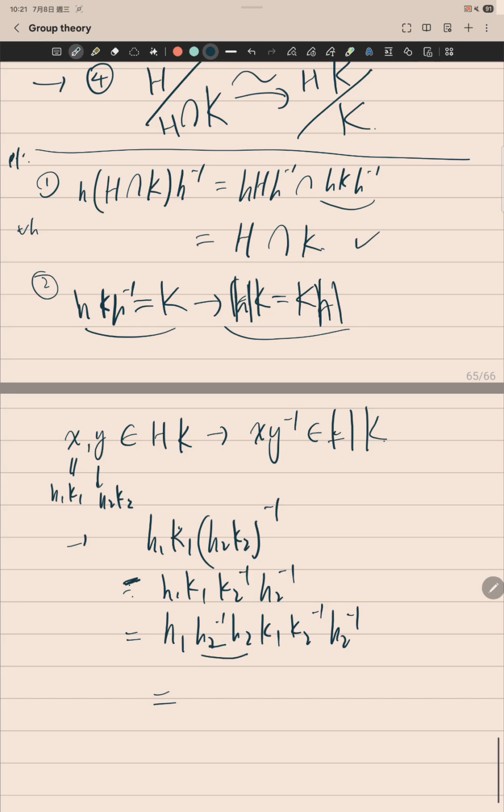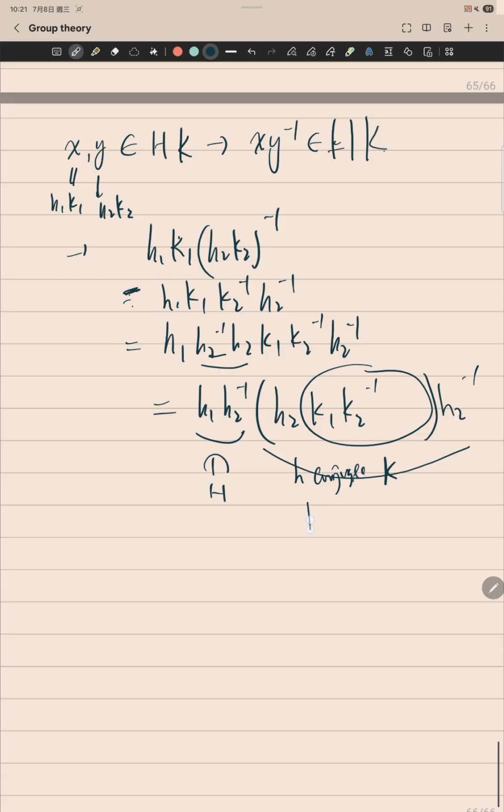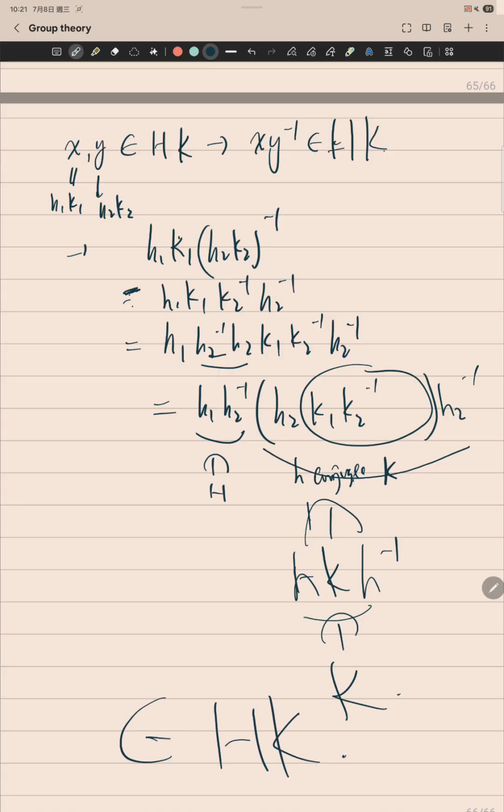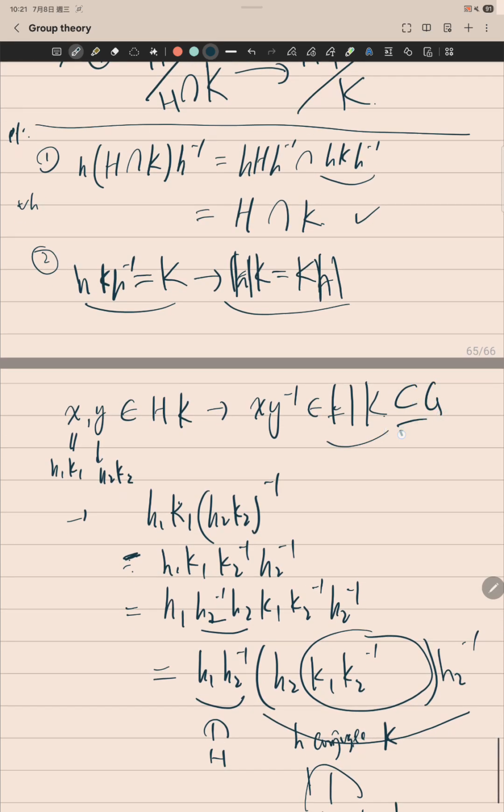If you see this, this is h1 h2 inverse, which is something belonging to H. And for this one, h2 k1 k2 inverse h2 inverse, this is h conjugating K, right? So it should be in hKh inverse, which is K by the condition. So this element is in HK. This proves that HK is a subgroup.